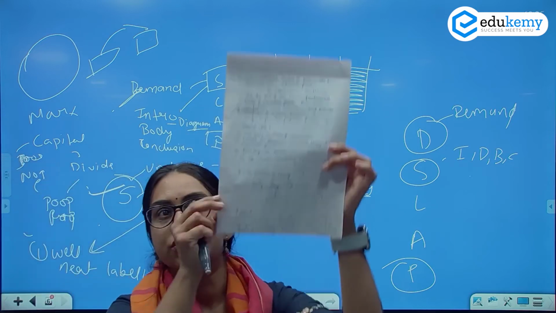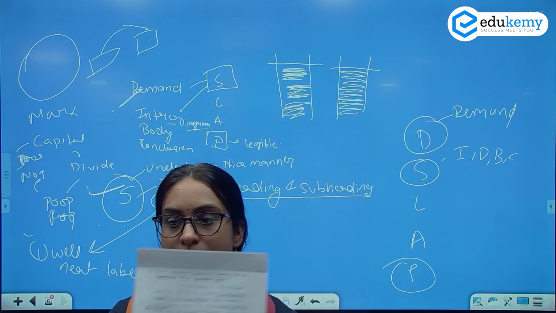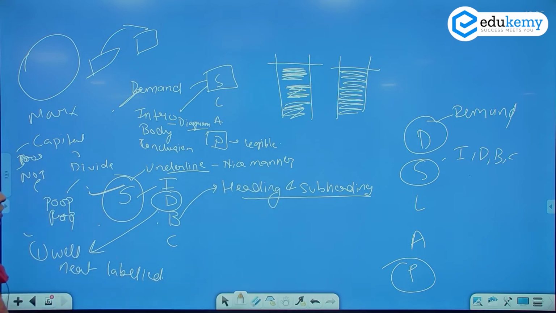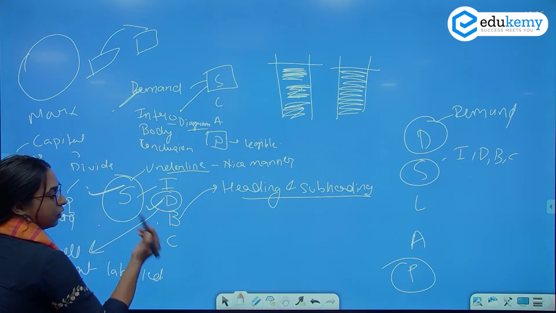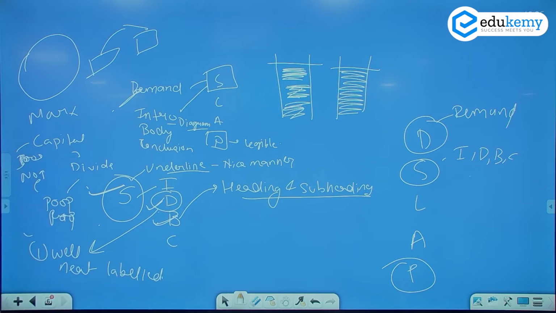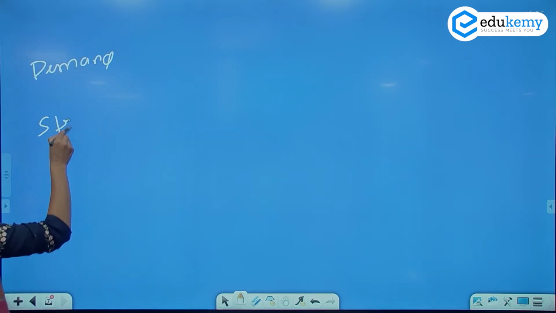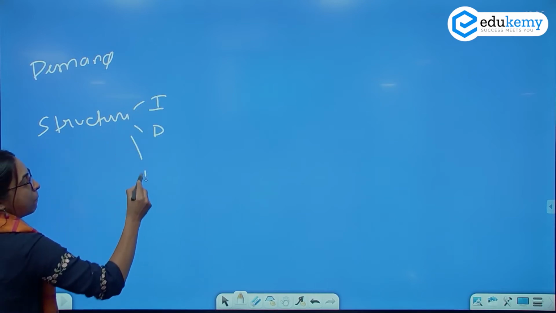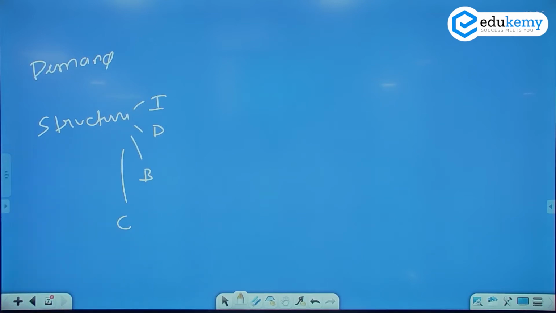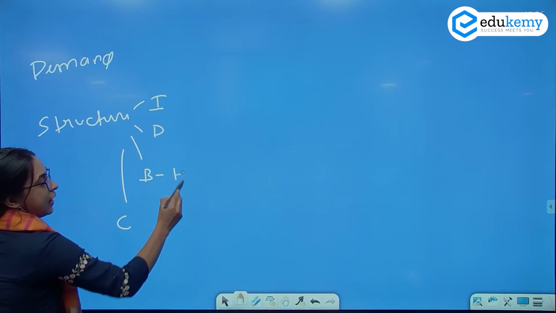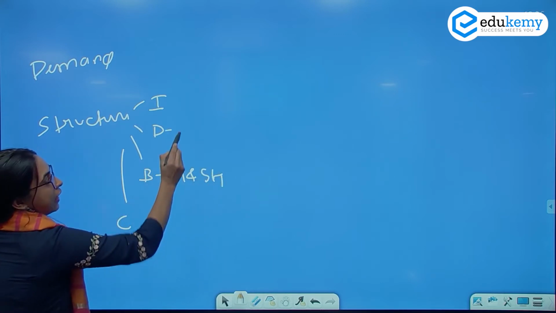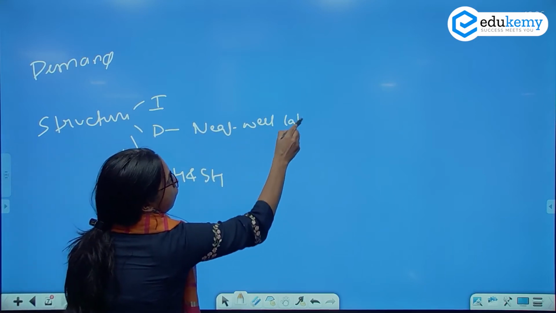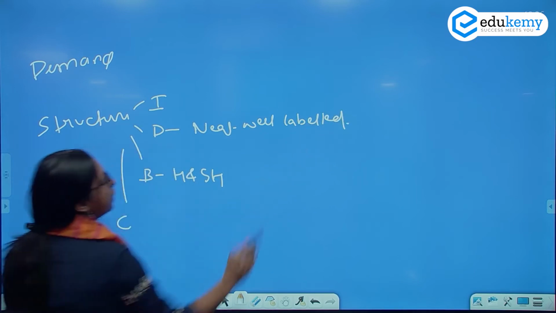So after the introduction, it is very important to have the diagram in your geography optional. So in the structure part, I have touched upon the diagram and the body part. Structure: intro, diagram, body, conclusion. In the body, I said headings and subheadings, and diagrams, neat and well labeled.